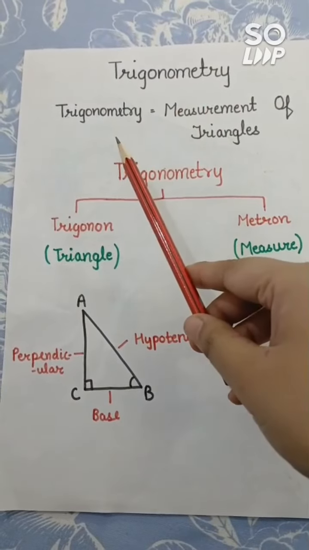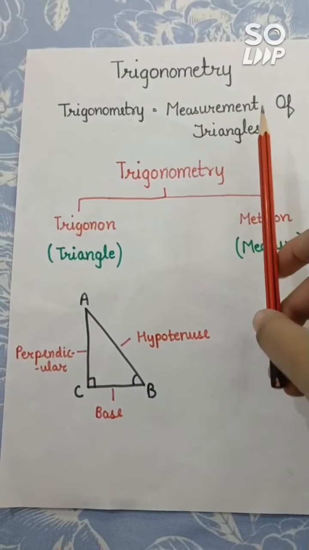So today we are going to learn about trigonometry. By the end of this chapter, we will be able to know about trigonometric ratios, identities and its various applications. So I hope you are excited. Let's start. Trigonometry means measurement of triangles.